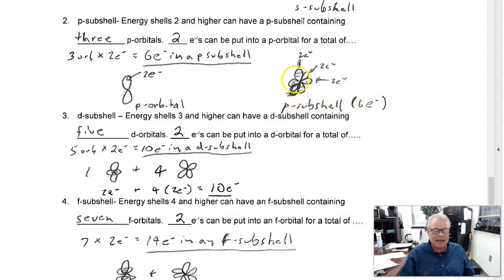Each of these orbitals is equally likely to be populated, equal in energy, because really the only difference is one's turned that way, one's turned that way, one's turned that way. Same size, same shape. Make sense?